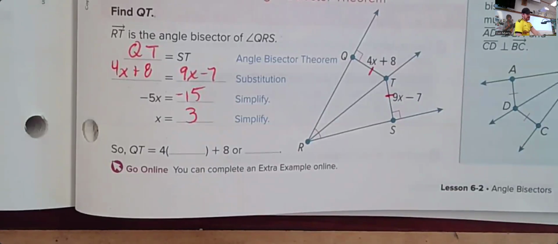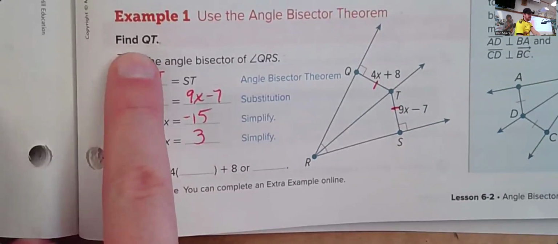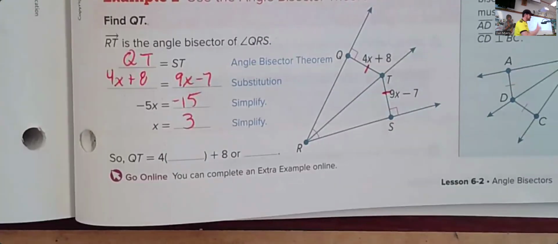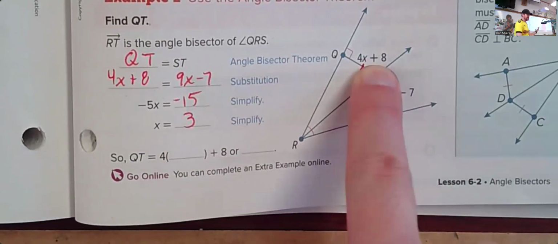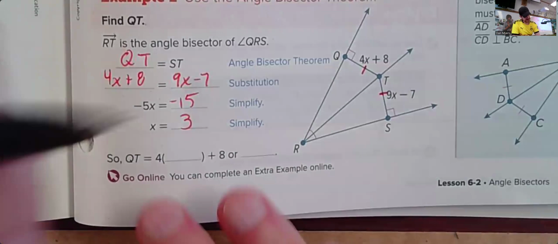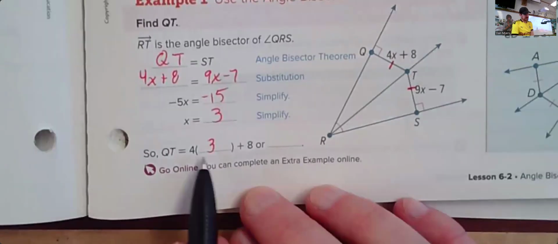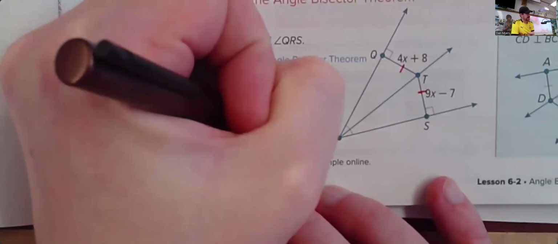So we're trying to figure out, by the way, the problem says to find the length of QT. So if we're finding the length of QT, we first have to solve for x. It's 3. Now we have to substitute in the value of 3 back into the original 4 times x plus 8. Now that we know what x is, it's 3. So 4 times 3 is 12, and 12 plus 8 is 20.